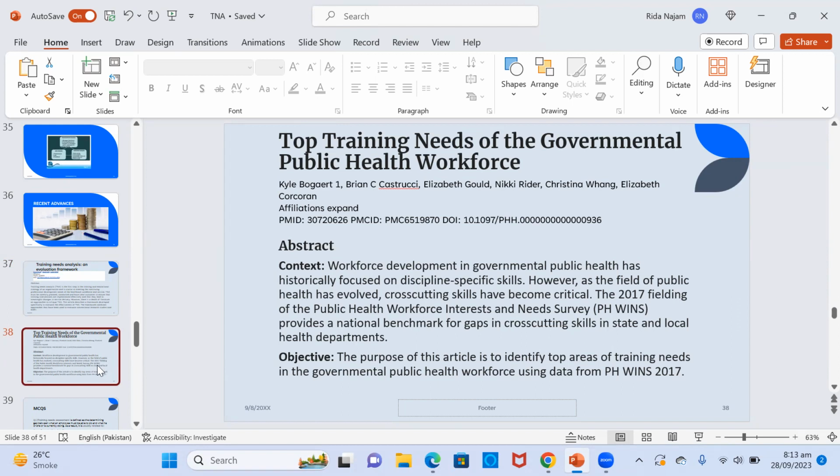Objective. The purpose of this article is to identify top areas of training needs of the governmental public health workforce using data from the PH Wins 2017.